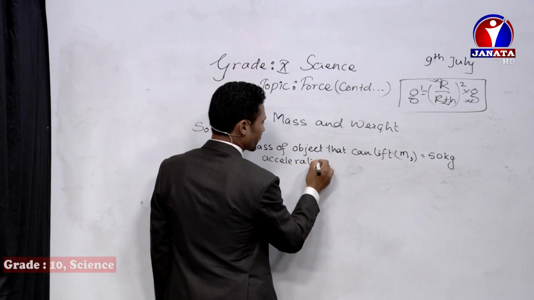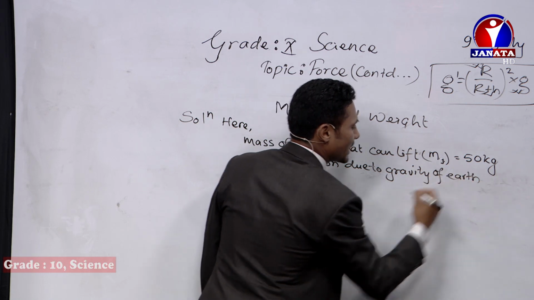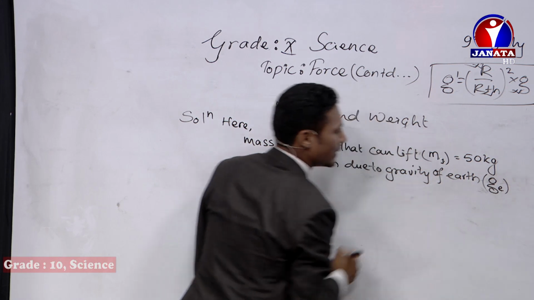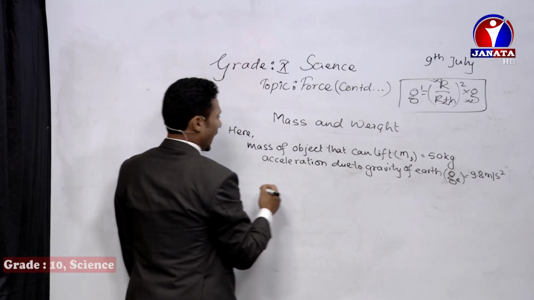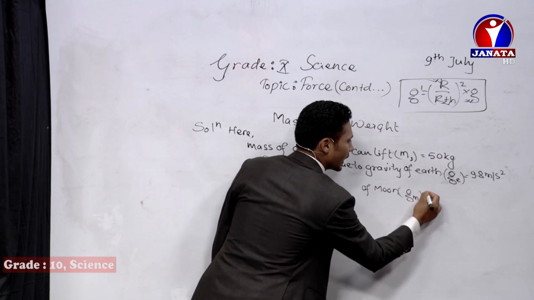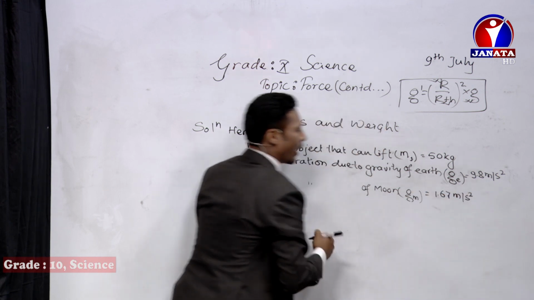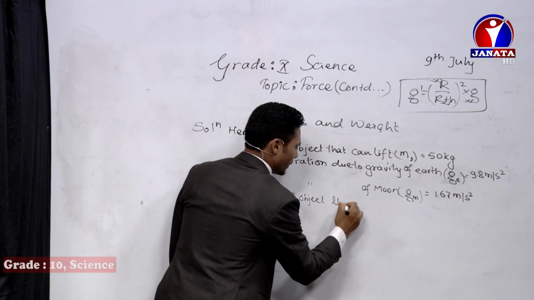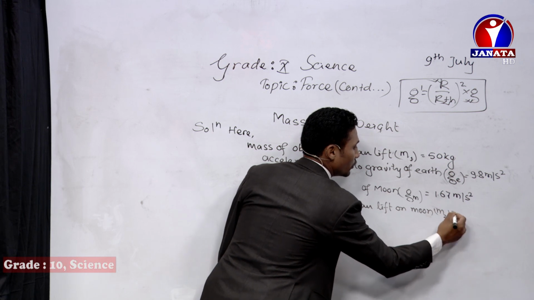So the acceleration due to gravity of the earth, let's say g_e, is 9.8 meter per second square. And similarly, the acceleration due to gravity of the moon, g_m, equals 1.67 meter per second square. So the mass of object that can be lifted on the moon, that is m2, equals what?